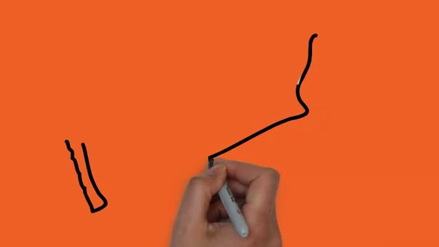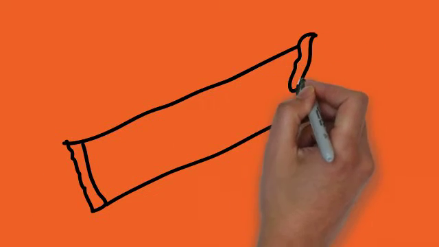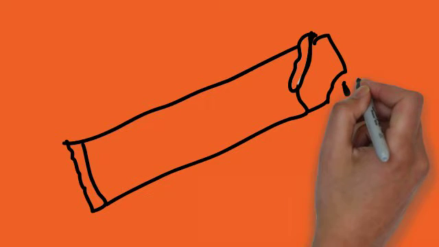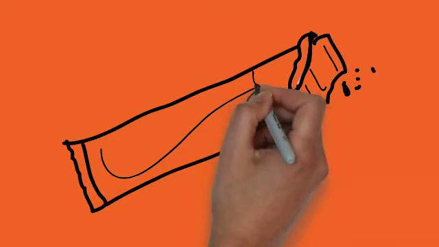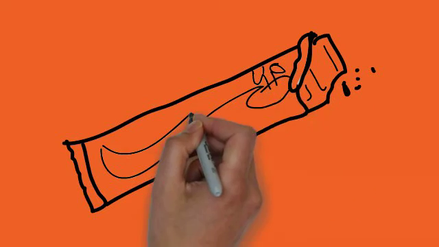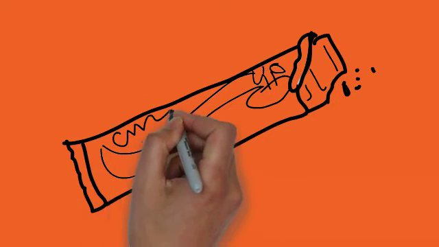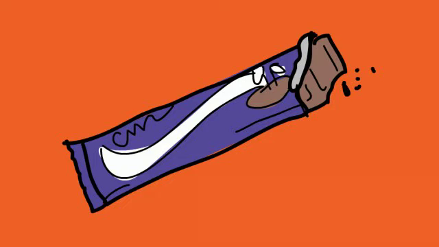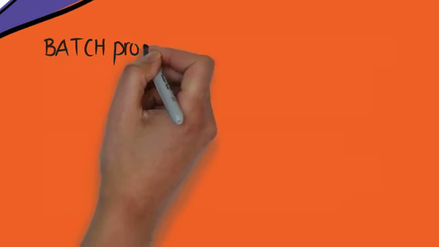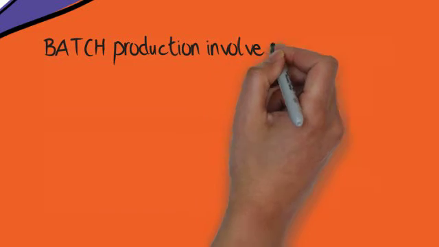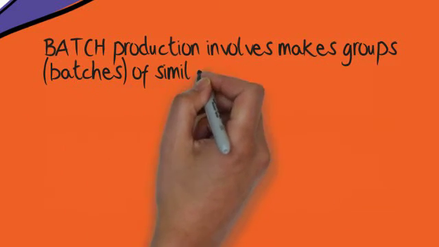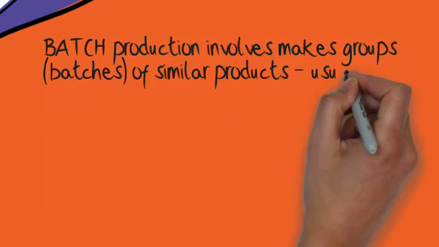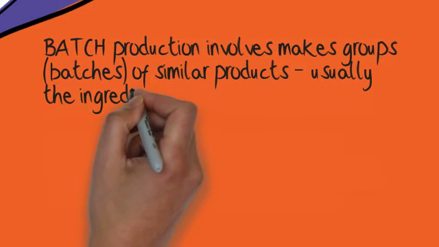We can go on to consider batch production next, and when I think of batch production, I always think of a chocolate bar. Not because I'm hungry or bored of studying batch production, but batch production is really epitomised when we think about production of chocolate bars, chocolate sweets. Batch production involves us making groups of very similar products, and in each batch all we're doing is slightly changing the components or the ingredients.